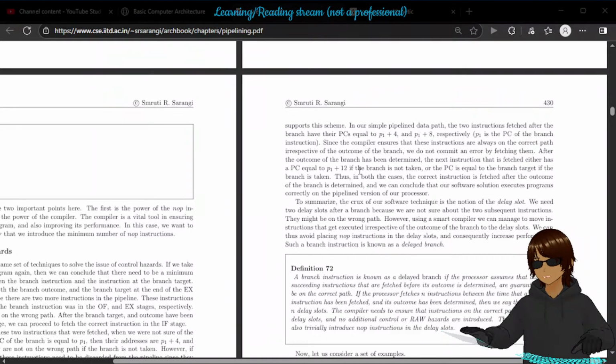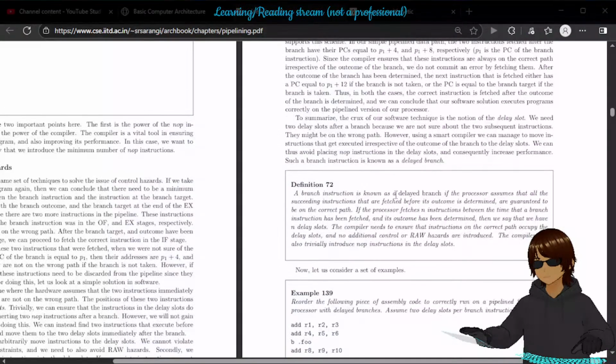After the outcome of the branch has been determined, the next instruction that is fetched either has a PC equal to P1 plus 12 if the branch is not taken, or the PC is equal to the branch target if the branch is taken. Thus, in both the cases, the correct instruction is fetched after the outcome of the branch is determined, and we can conclude that our software solution executes programs correctly on the pipeline version of our processor.